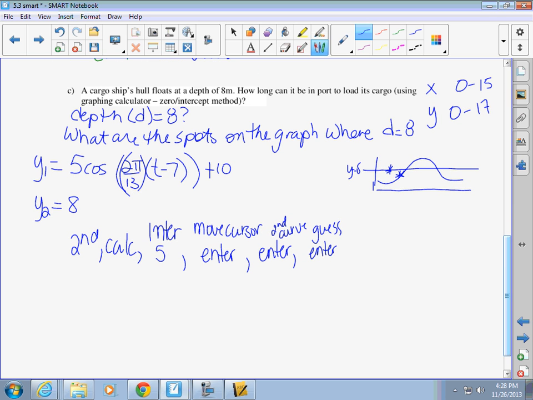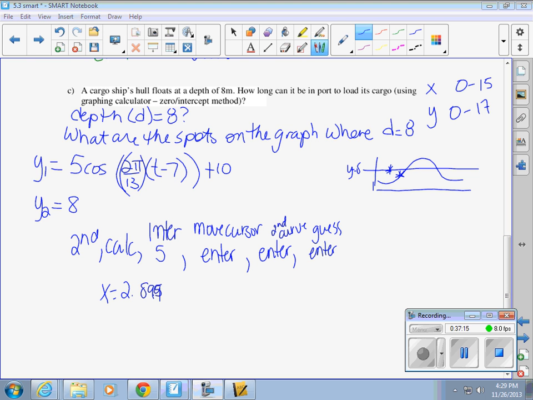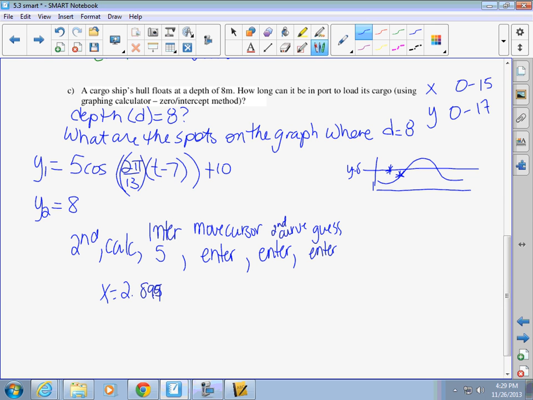X is equal to 2.8985. So it'll say y is equal to 8, and 2.899 is good. So that gives you this spot here. We also want this spot, because that means that the time in between here is where it'll be safe for it to be in port.